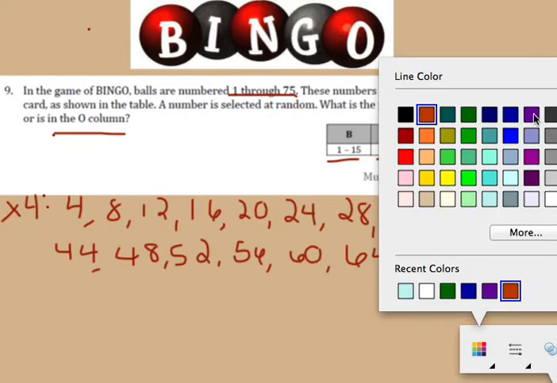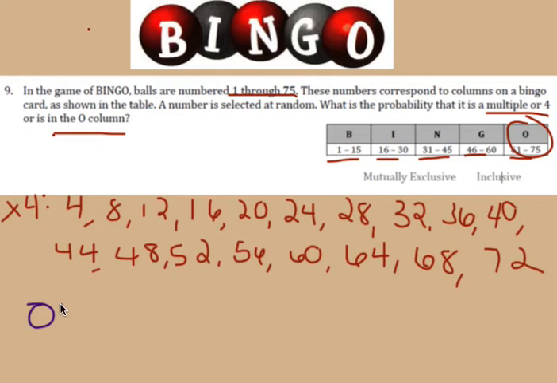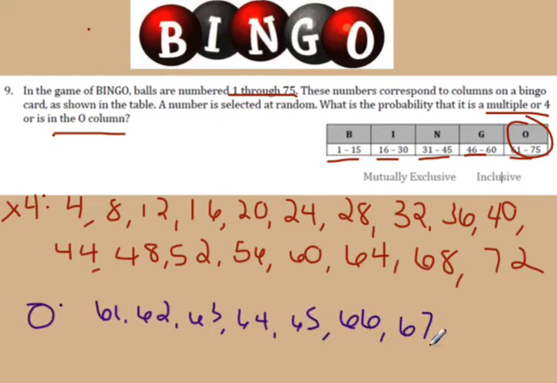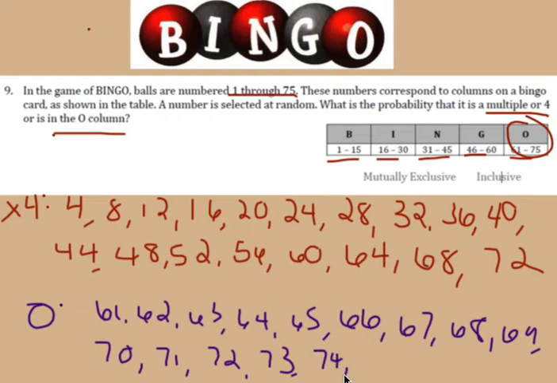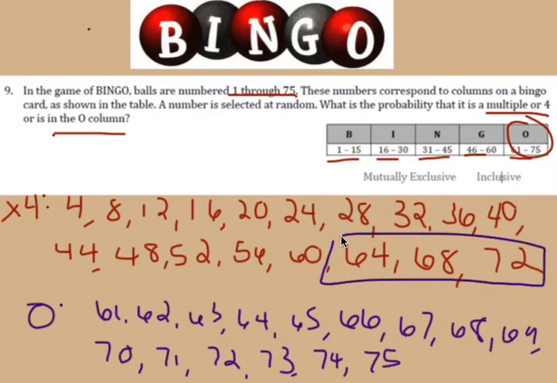So now I'm going to write out the numbers that are in the O column. So I have 61, 62, 63, 64, 65, 66, 67, 68, 69, 70, 71, 72, 73, 74, and 75. So I'm going to count how many of these multiples of 4 are also in the O column. So these last multiples of 4 are also in the O column. So that is our both.